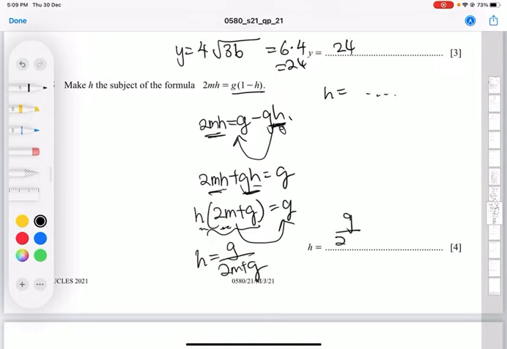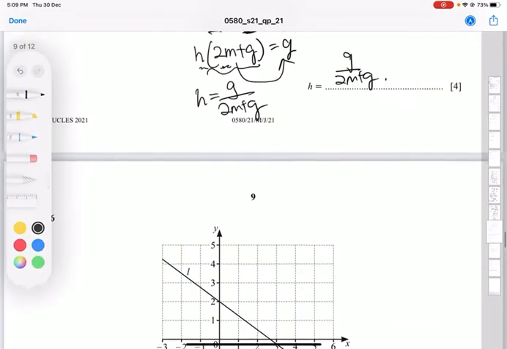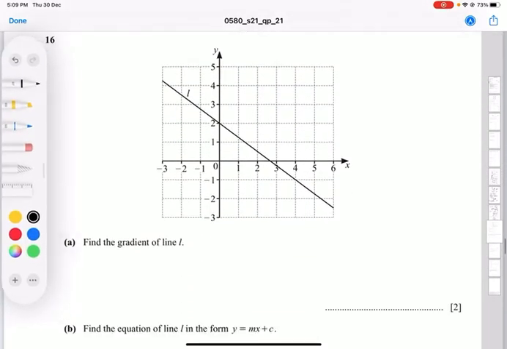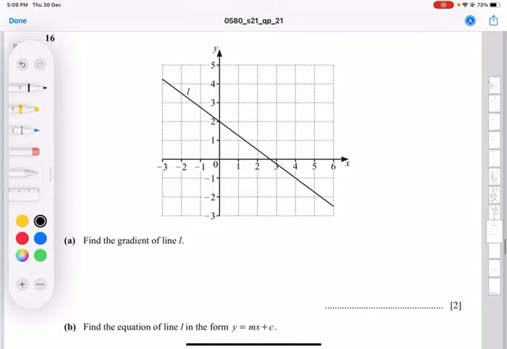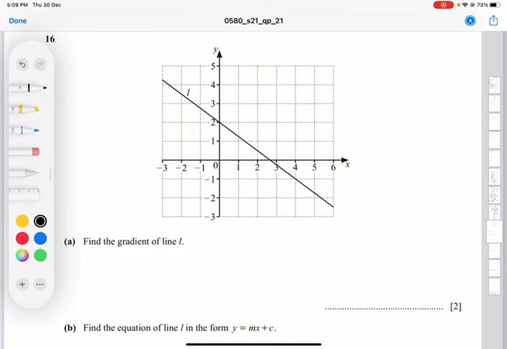So that's your answer. Hopefully that's simple and makes sense. Okay, now question 16 here, you're given a straight line and you're asked to find the gradient of the line. So to find the gradient, you pick 2 points and then you do the rise over run. So y2 minus y1 over x2 minus x1.